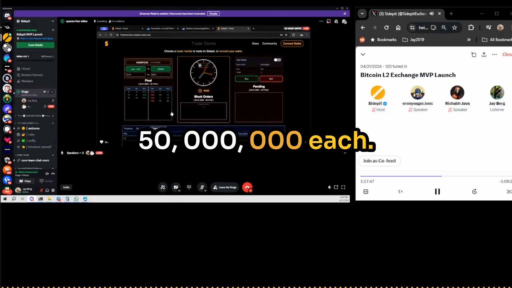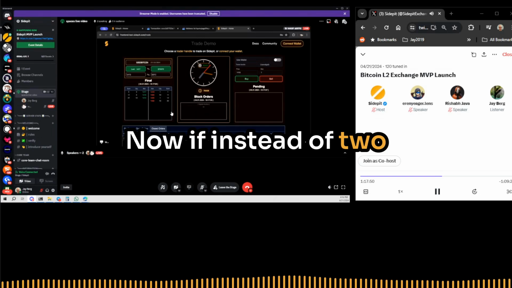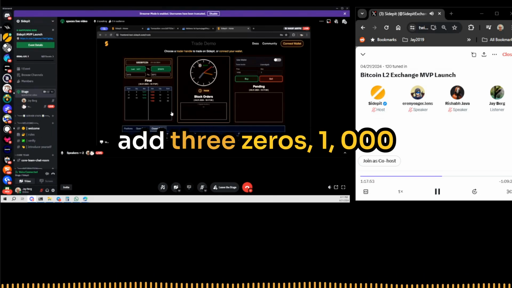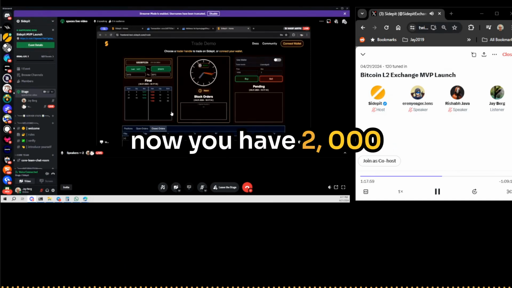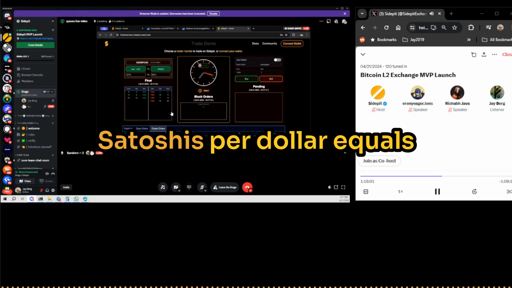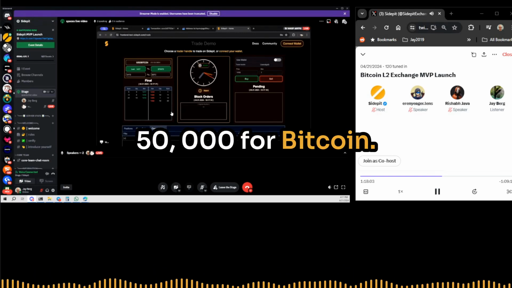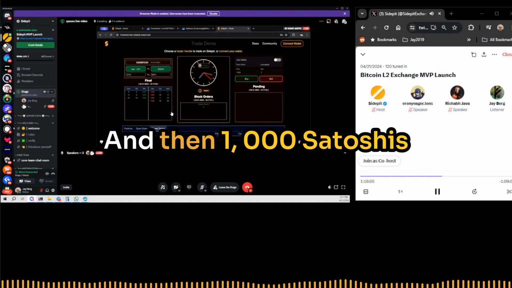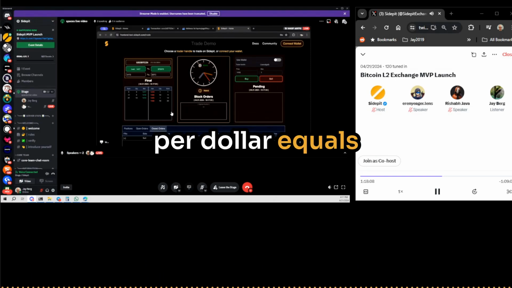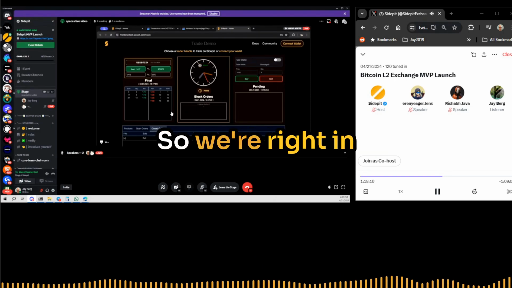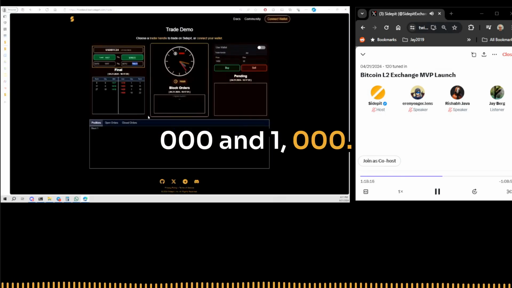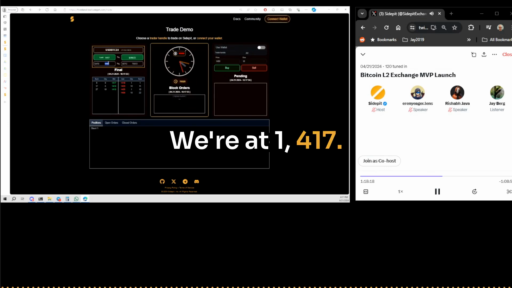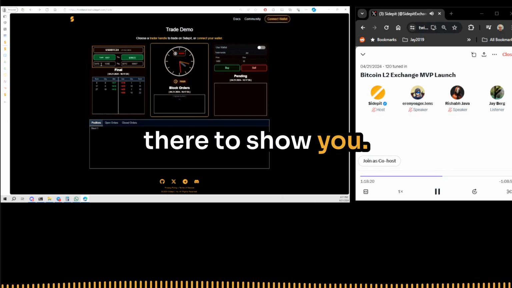Now, instead of 2 satoshis per dollar, you add 3 zeros, so 2,000 satoshis per dollar. You remove 3 zeros from the 50 million. Now you have 2,000 satoshis per dollar equals $50,000 per Bitcoin. And then 1,000 satoshis per dollar equals $100,000 for Bitcoin. So we're right in between there, between 2,000 and 1,000. We're at 1417. And there's a calculator there to show you.